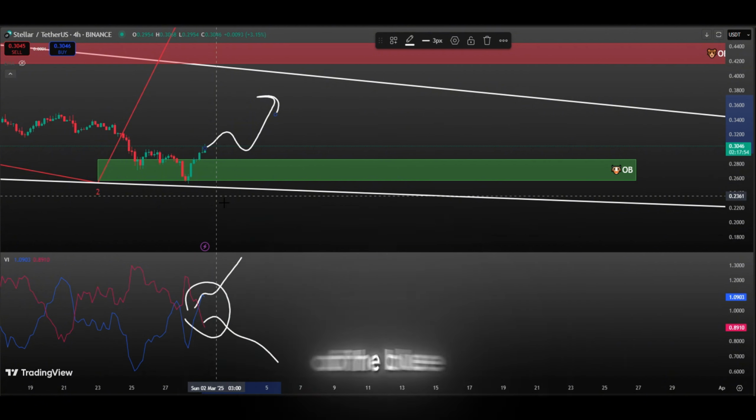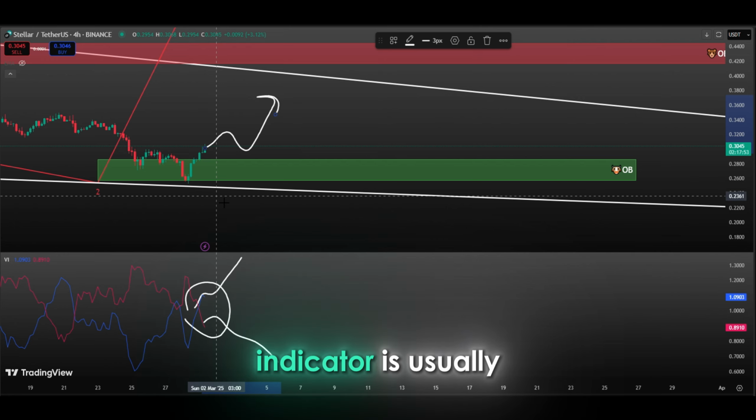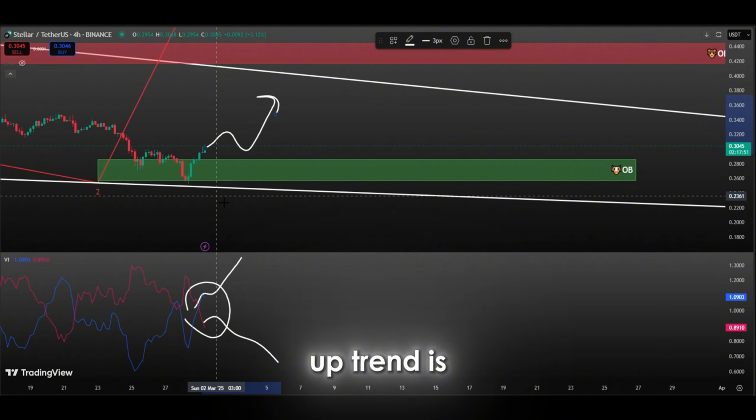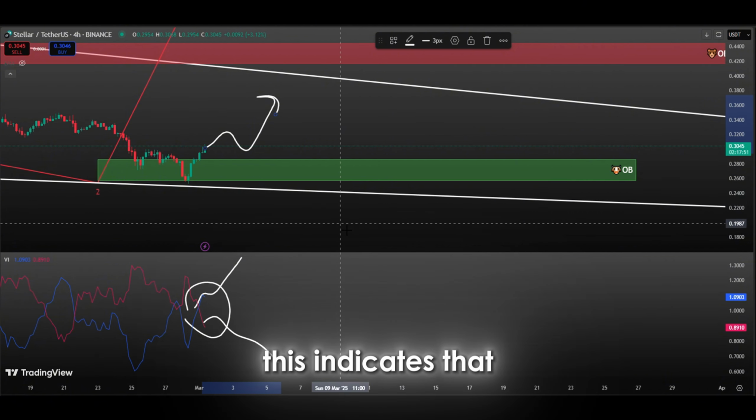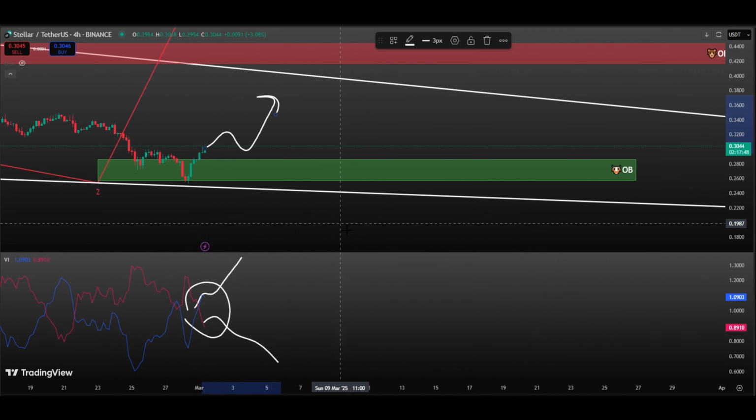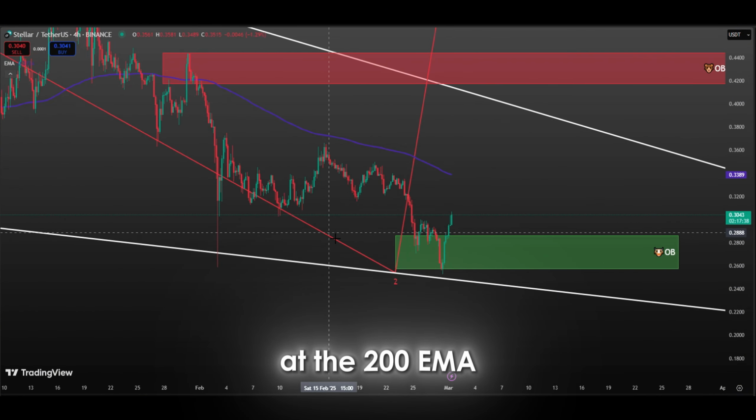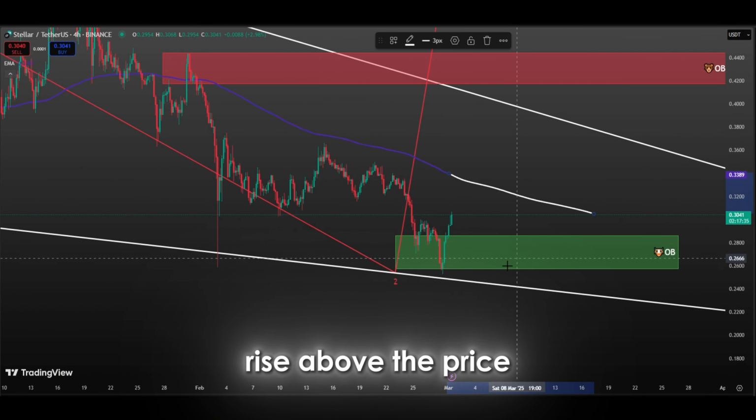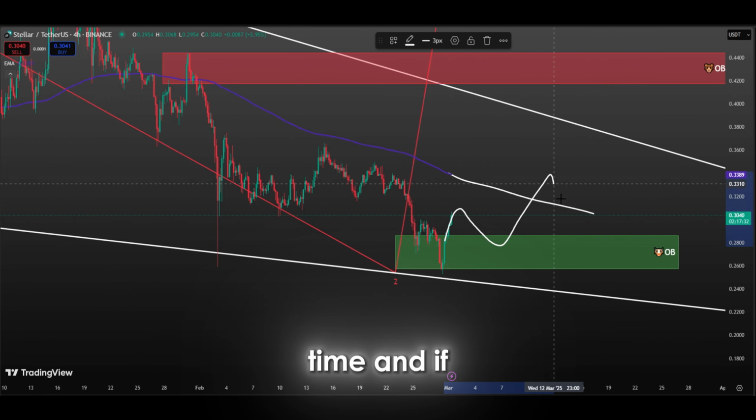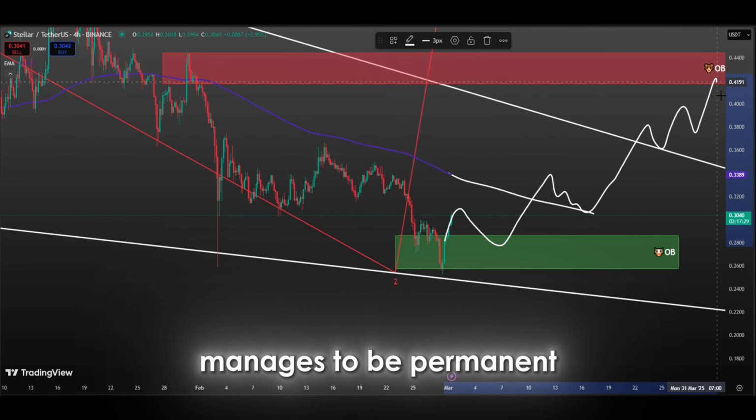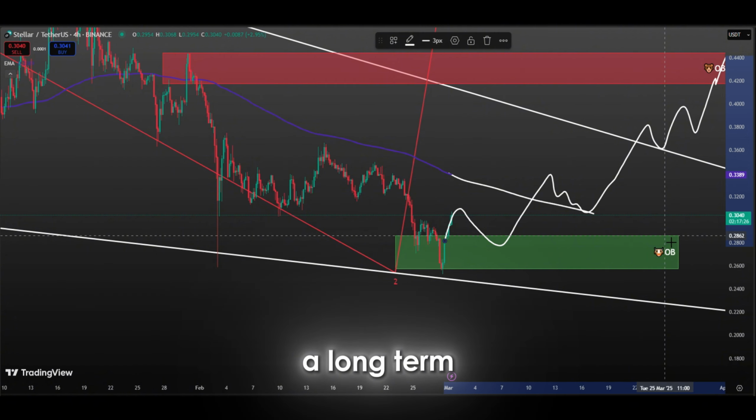An upward crossing of the blue line on the vortex indicator is usually an indication that the trend is changing direction or that the uptrend is gaining momentum. This indicates that prices have the potential to move higher and is an important signal to attract traders' attention. And the higher the blue line can go, the higher the price will go. When we look at the 200 EMA, it has not been able to rise above the price for a long time. And if it can come out, and if it manages to be permanent, it can establish a long-term uptrend.